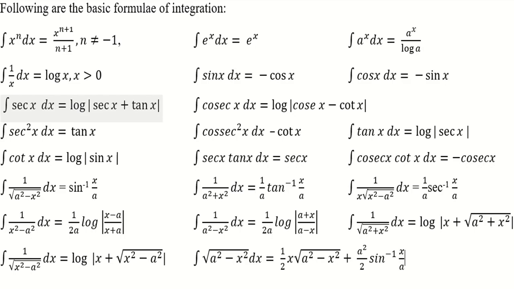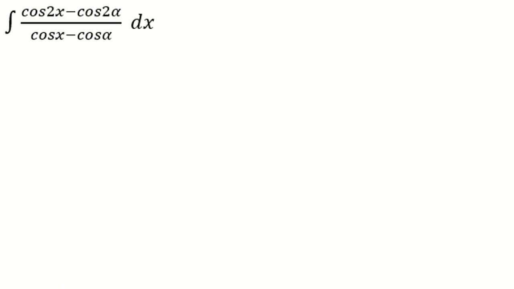One of the questions is, before discussing the question, see, these are all the formulas that I told you in my last video also. These are all the formulas of integration at one place, and definitely this is the indefinite integration formula. So let's see how to use all these formulas in this question. The question is the integral of cos 2x minus cos 2 alpha divided by cos x minus cos alpha.